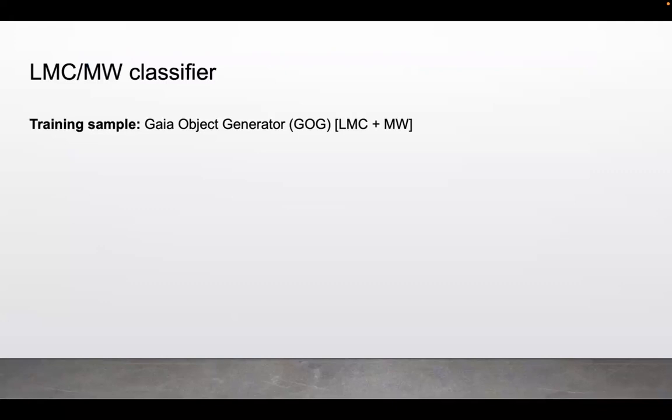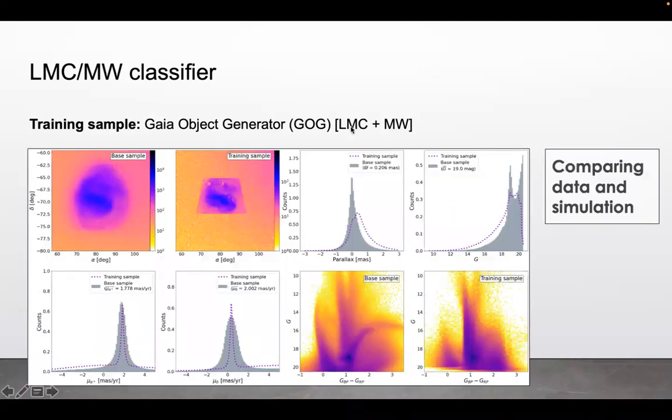Neural networks work by having a training sample. In this training sample, you know very well what your purpose is, what your science case is. In our case, we want to separate which stars are in the LMC and which are in the Milky Way. So we use a simulation. We have in the Gaia consortium a simulation that has been used to train or to test all the pipelines, and this is the Gaia Object Generator. In this Gaia Object Generator, we have separated the stars in the LMC and in the Milky Way.